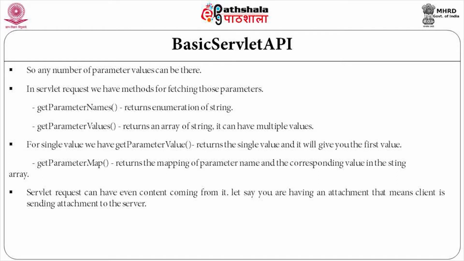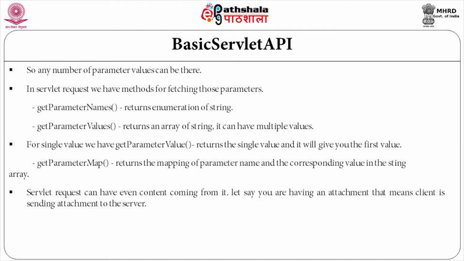Why do we have an array of string here? When I say get parameter values, is it not a single value? It can be multiple values here, because the input form which we are submitting can have input tags where the same name has been used by multiple input tags.